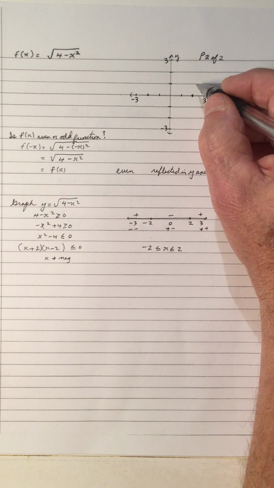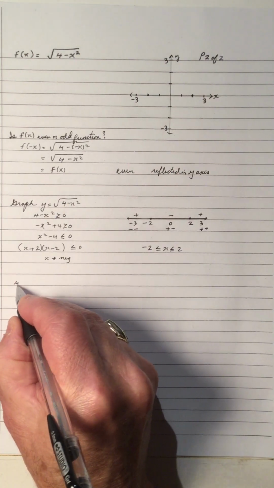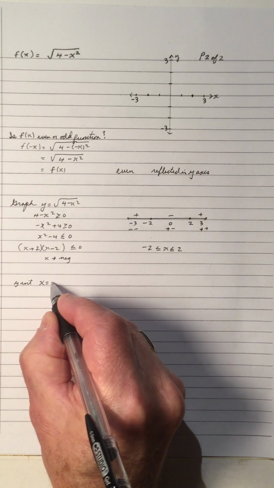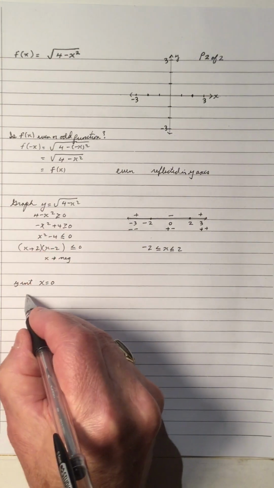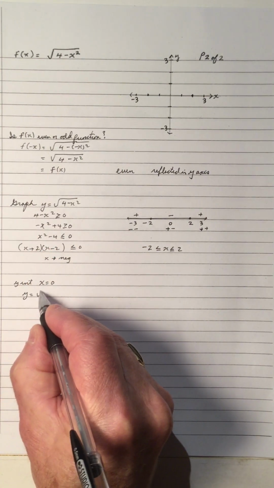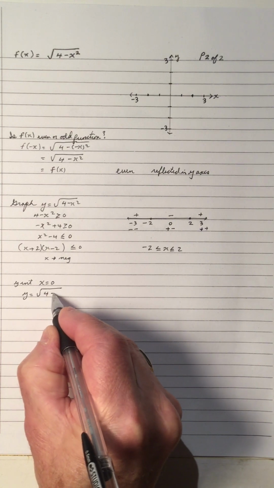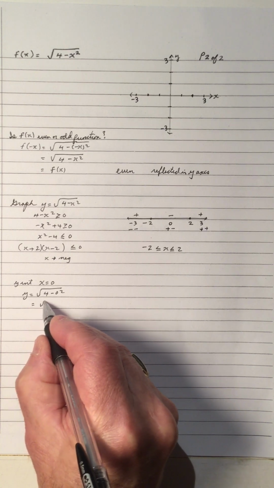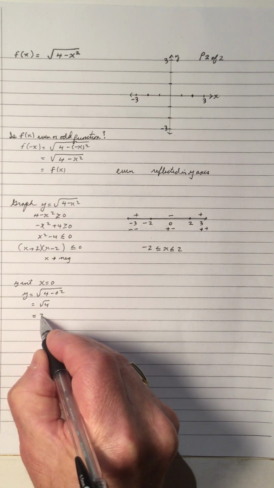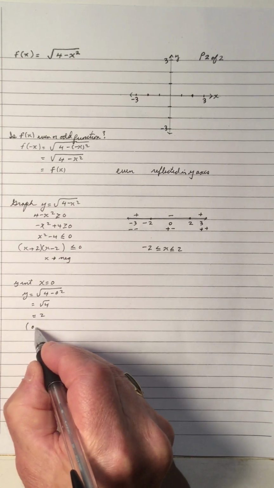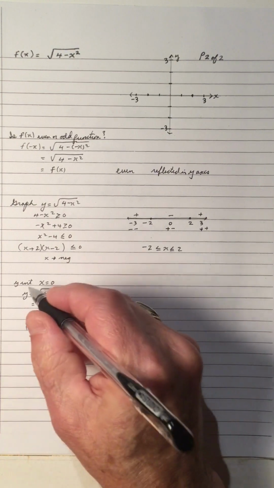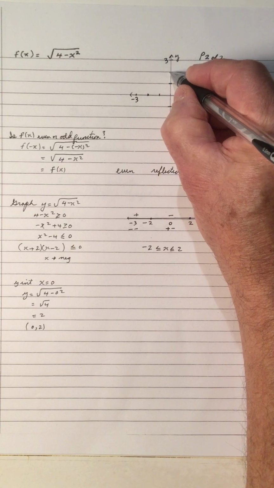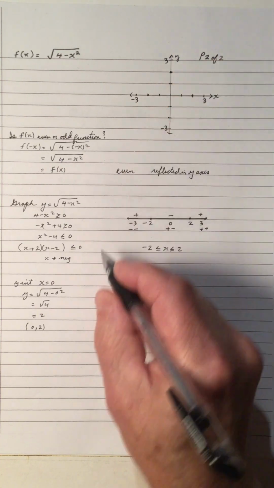But what's happening to the graph? Well, let's look at the y-intercept of the graph. The y-intercept is when we have x equals 0. So take this equation, y equals the square root of 4 minus 0 squared. 0 squared is 0, so that's the square root of 4, which is 2. So when x is 0, y is 2. So the y-intercept is at (0, 2), which is right here.